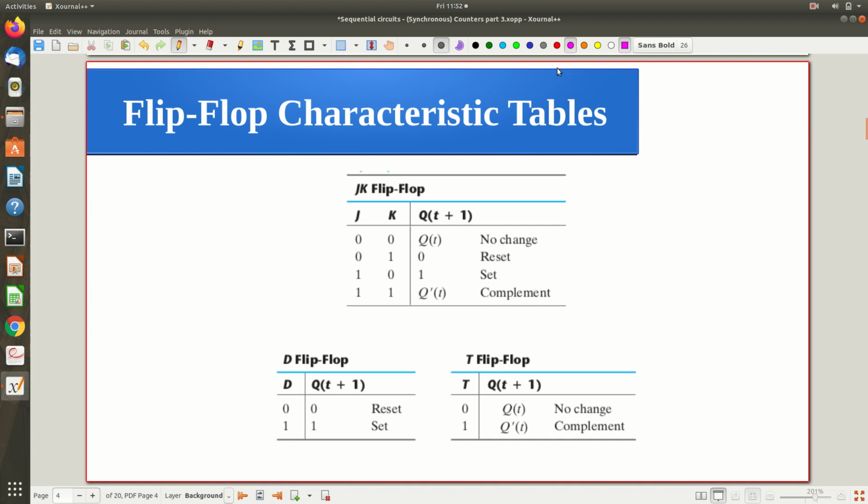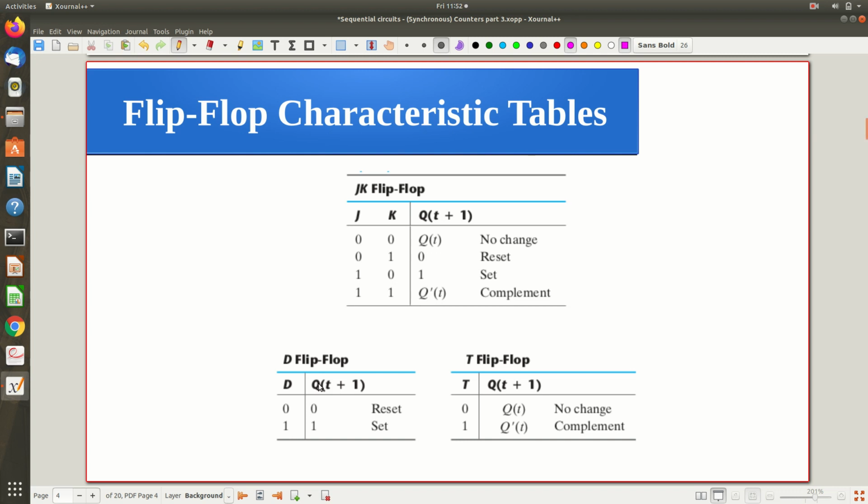Anyway, you know this table, right? J equal to K equal to 0, that is 0 0, means no change. For 0 1, whenever J is equal to 0 and K is equal to 1, or equivalently S equal to 0 and R equal to 1, the circuit is reset. Similarly, 1 0 corresponds to setting the circuit, and 1 1 corresponds to toggle. Whatever the last Q of T was, its complement you will get, that is toggling, right?